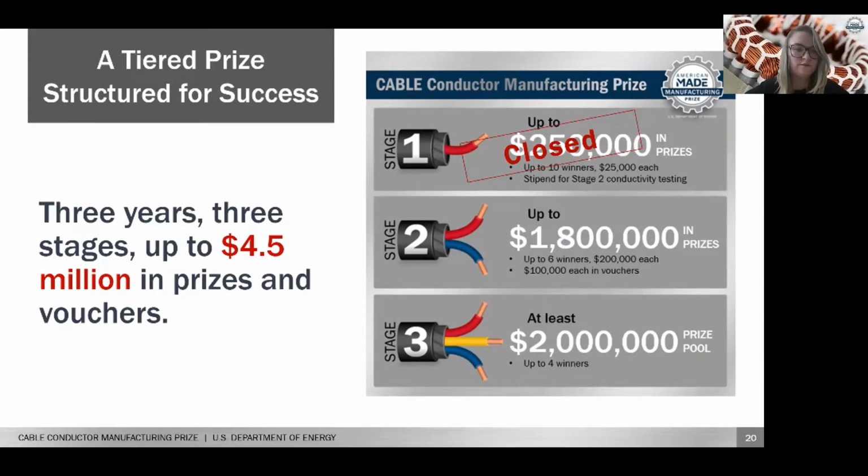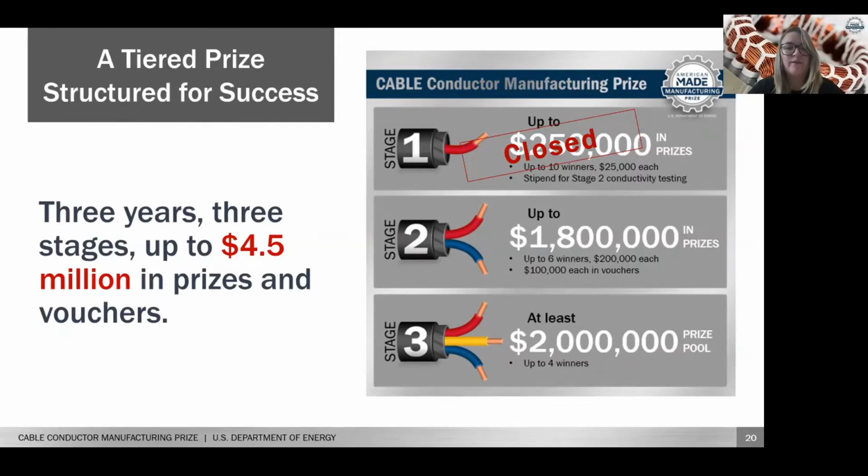Before we dive into the details, here is a prize summary slide. The CABLE Manufacturing Prize is a 3-year, 3-stage prize worth at least $4.5 million in prizes and vouchers. This tiered prize is designed to supercharge the CABLE innovation ecosystem and accelerate commercialization of materials that will help to lower the costs and energy use of electrification.